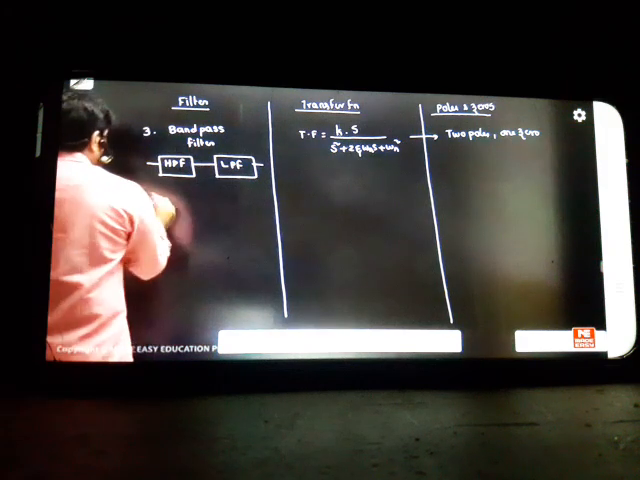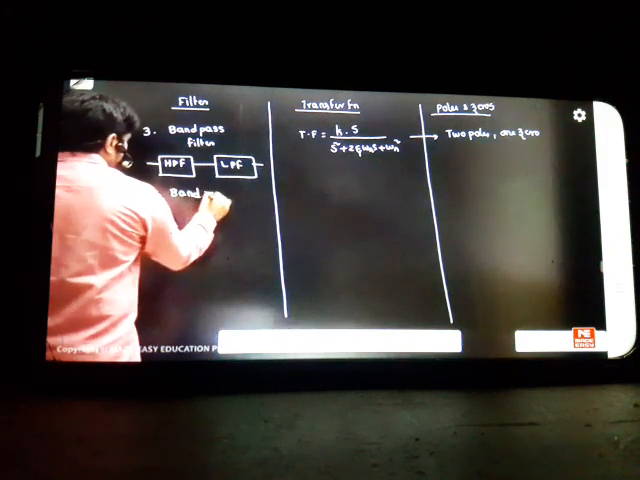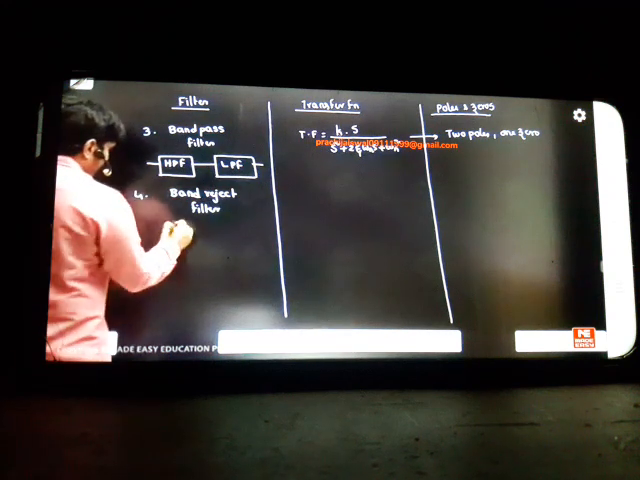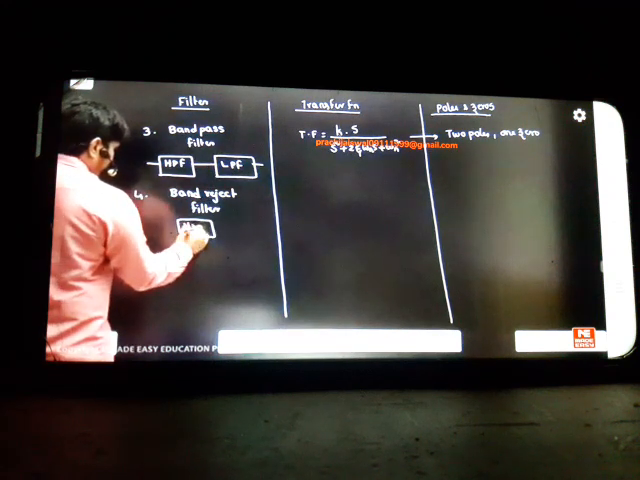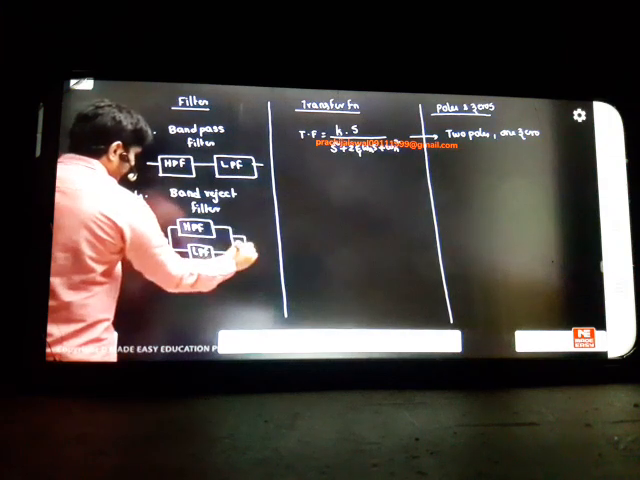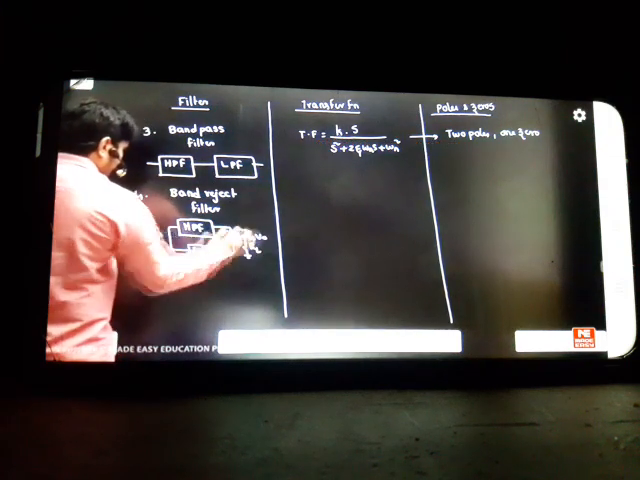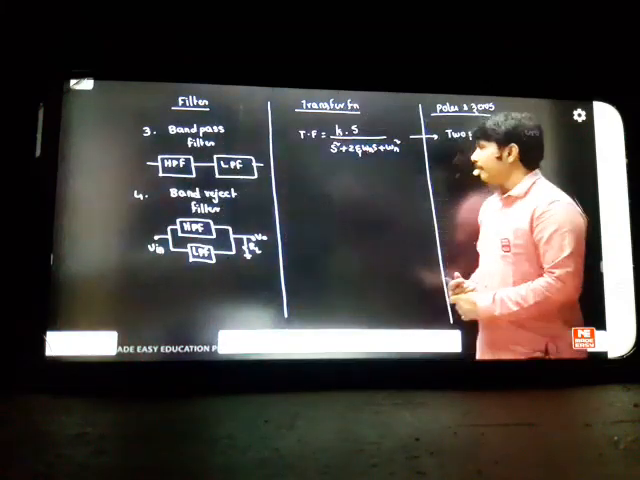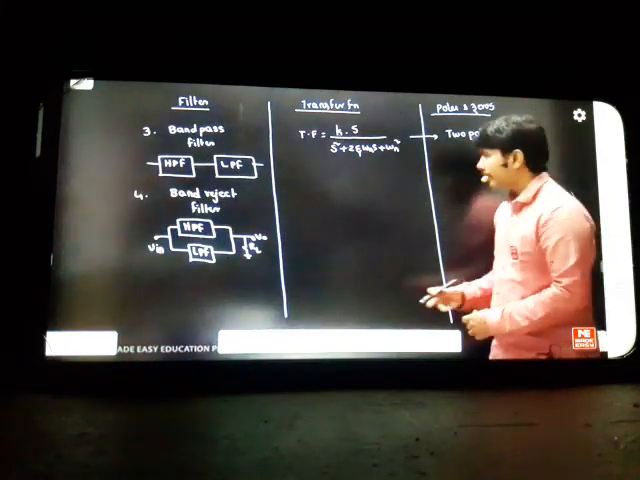And coming to the 4th one, band reject filter. What is a band reject filter? Here we are going to sum the filters, the high pass filter and the low pass filter. We are going to add them. Here the combination is addition. Previously we did multiplication. For band reject, you have to add them with the same input. Okay, same input you have to add.